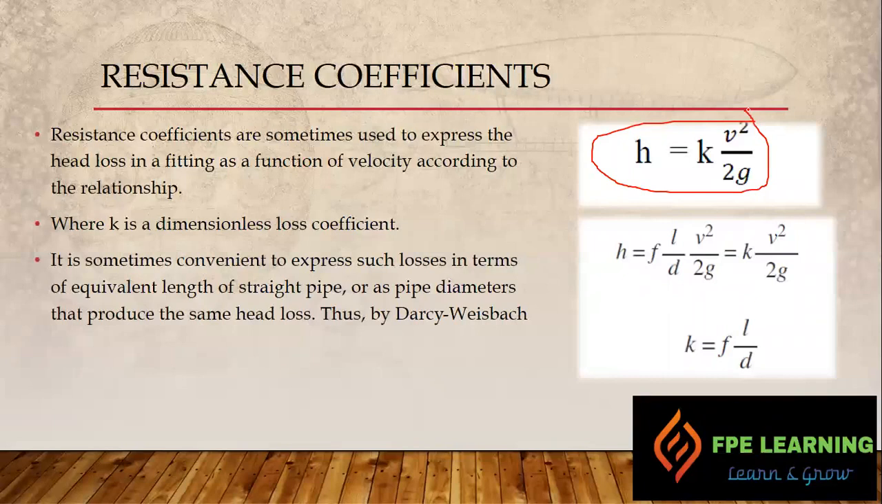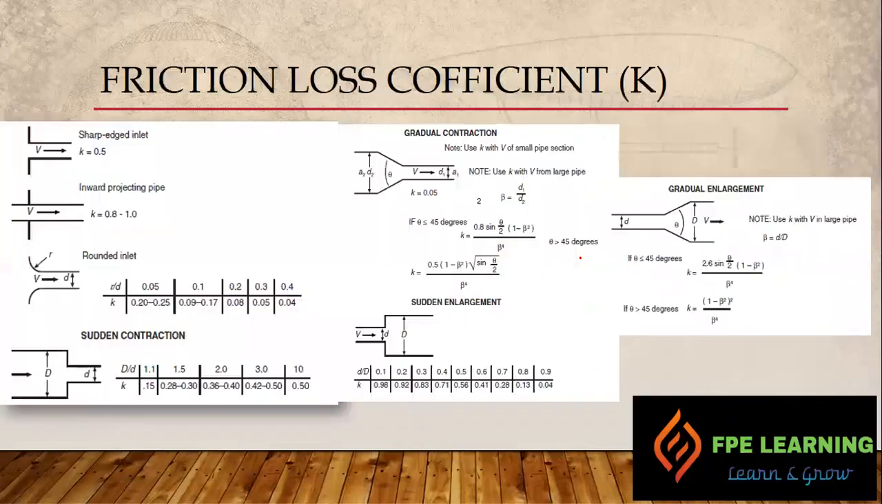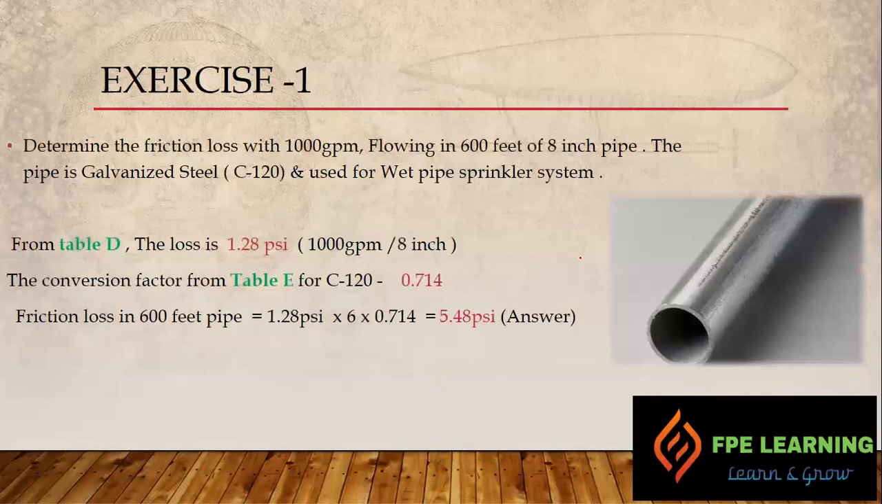Following the derivation of the same formula, it is sometimes convenient to express such loss in terms of the equivalent length of straight pipe, or as pipe diameters, that produce the same head loss, thus by the Darcy-Weisbach formula. So this is all about the frictional loss, how we calculate it for this kind of shape.